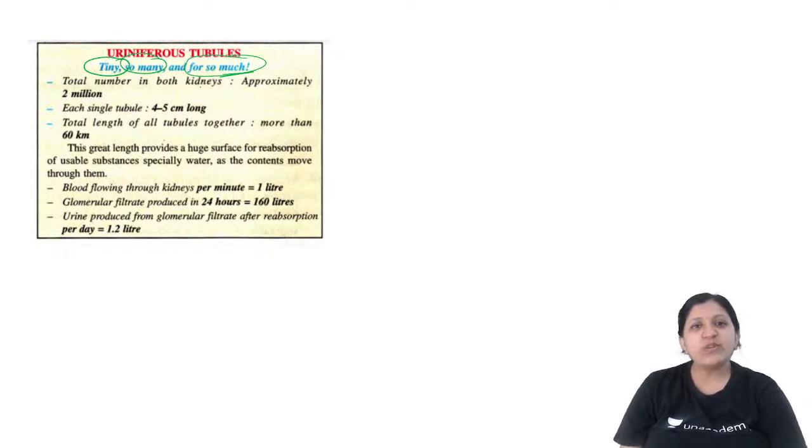Basically, the total number in both kidneys is approximately 2 million. Then each single tubule, so now here one tubule is there.